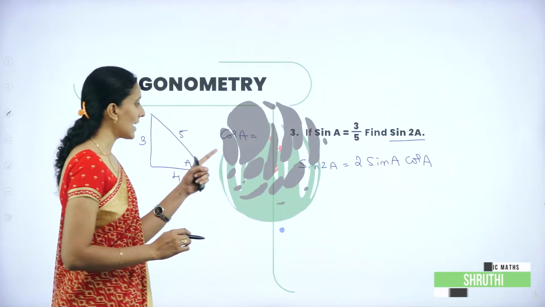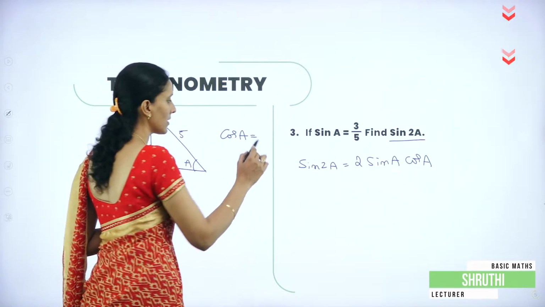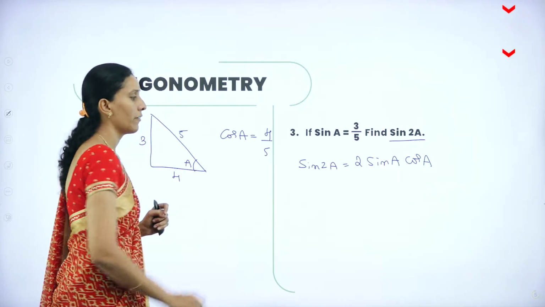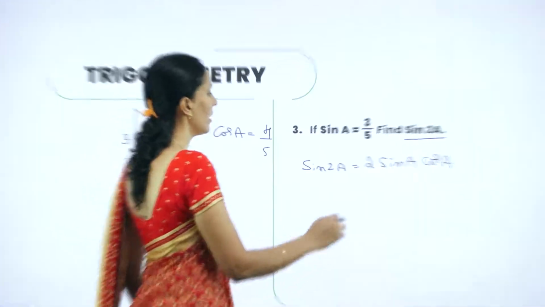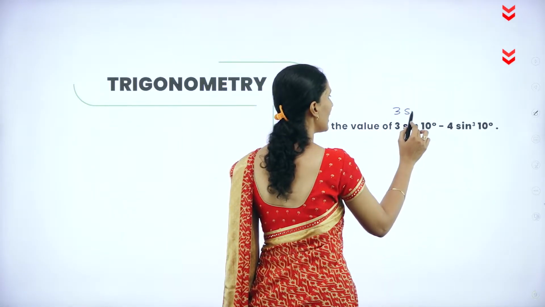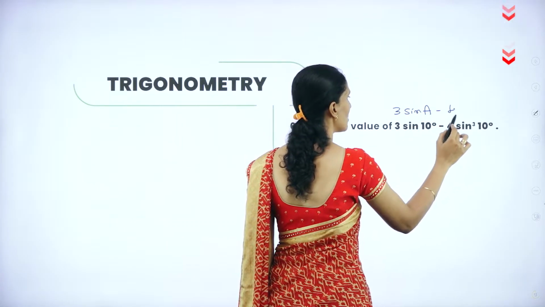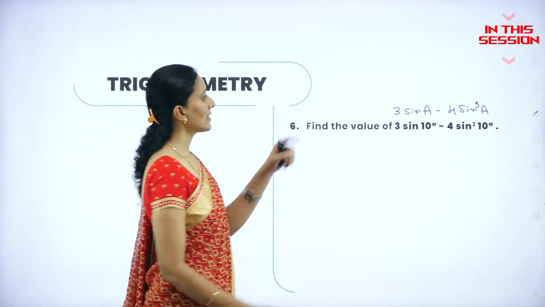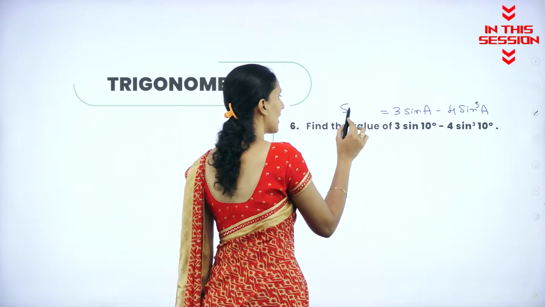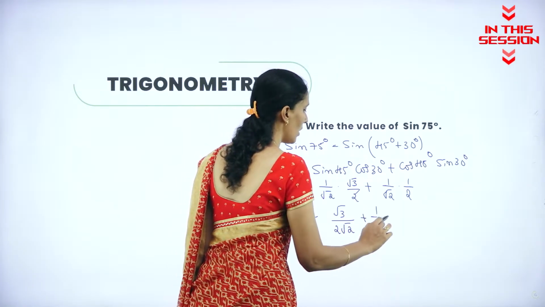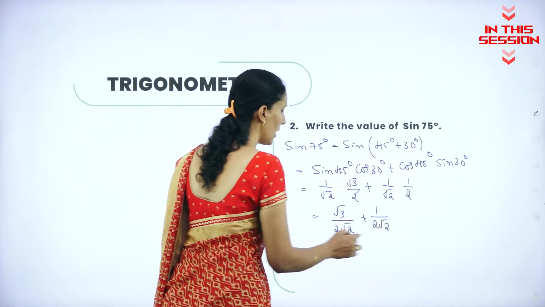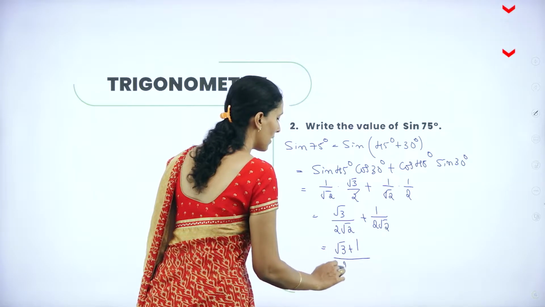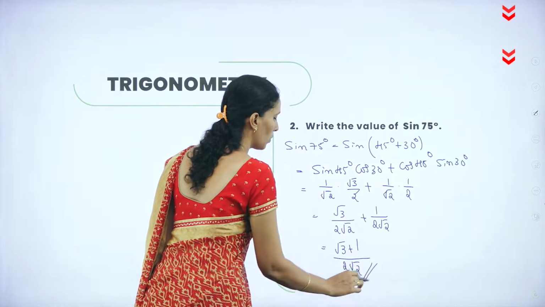Cos A is adjacent side by hypotenuse. That is, adjacent side to this is 4 and hypotenuse is 5. So cos A is 4 by 5. Now this is in the form of 3 sine A minus 4 sine cube A. So angle A is same. This is actually the formula for sine 3A. And here it is 1 divided by 2 root 2. Since the denominator is same, we can add the numerator. The value is root 3 plus 1 divided by 2 root 2.